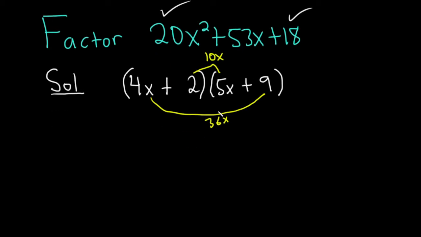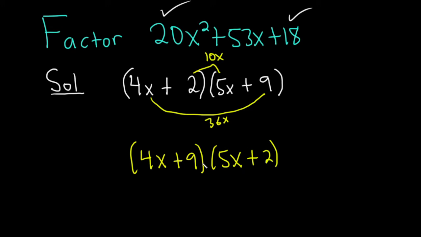So let's try something else. Maybe let's just try switching the 2 and the 9. Maybe that'll work. I don't know. So 4x plus 9, 5x plus 2. Just switching the 2 and the 9 and crossing our fingers. So again, the 4 times 5 is 20x squared, no big deal. 9 times 2 is 18, no big deal. It's really about the middle term, this 53. The inner and the outer always add to the middle term.